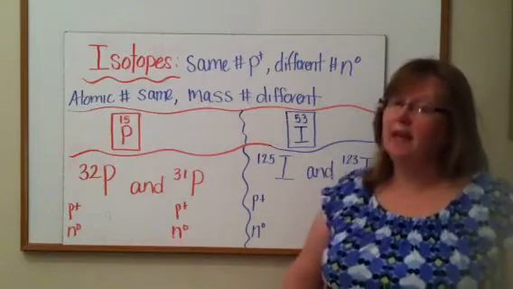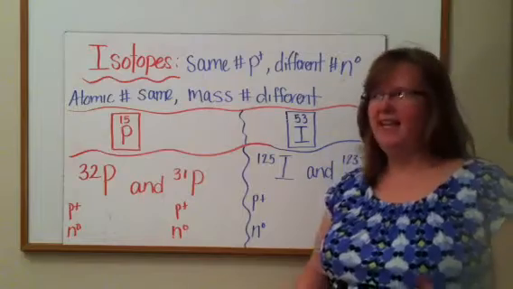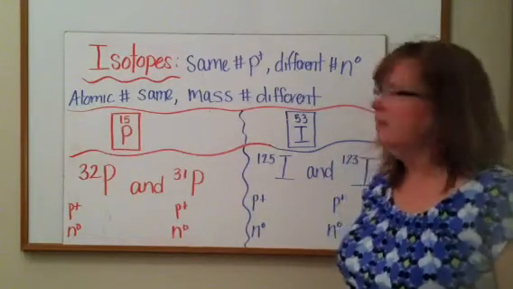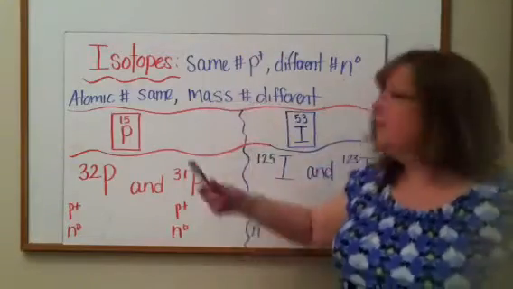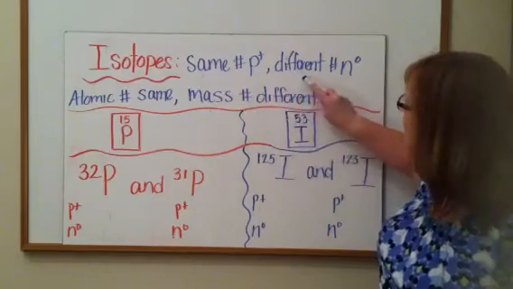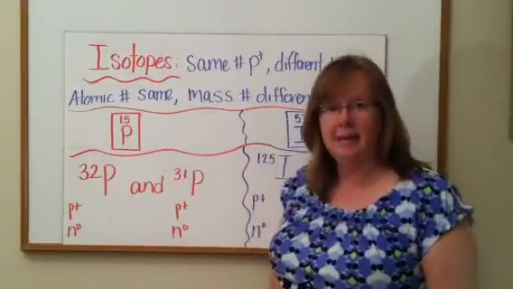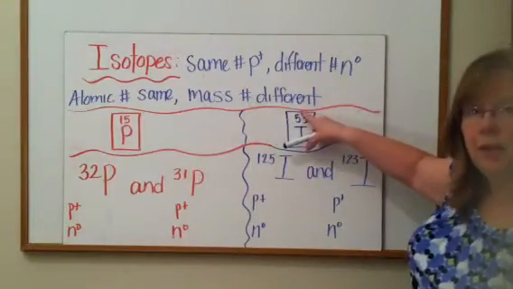Okay, we're still in the atomic structure unit, and this is a review of isotopes. Now, I say that word a lot, and I want to make sure that you know what an isotope is. Isotopes are atoms that have the same number of protons, but a different number of neutrons. So their atomic number is the same, but their mass number is different because they have different numbers of neutrons.